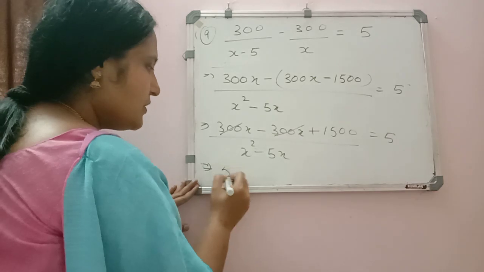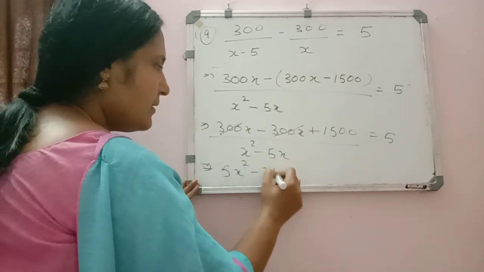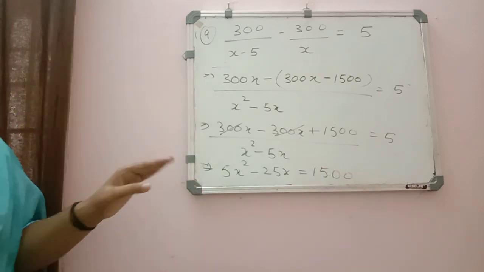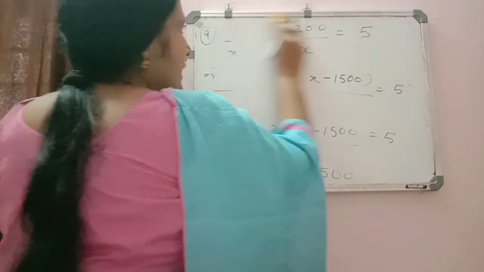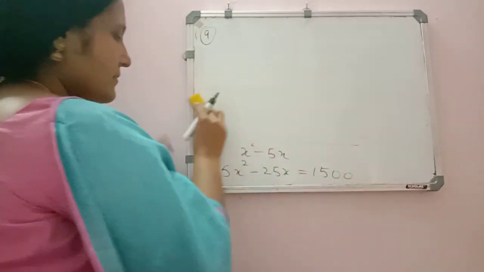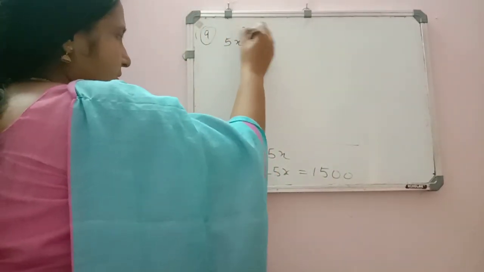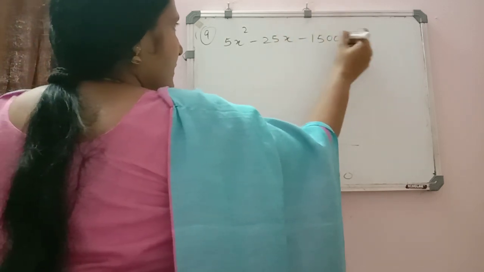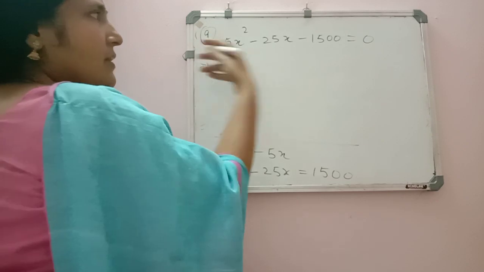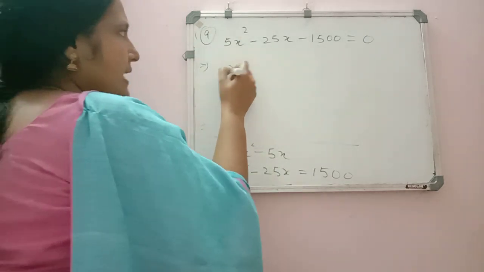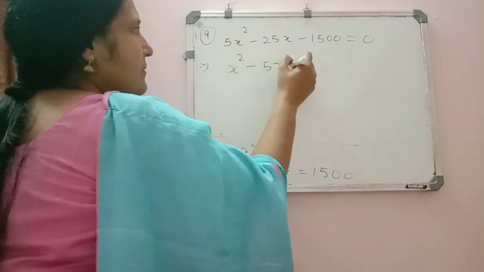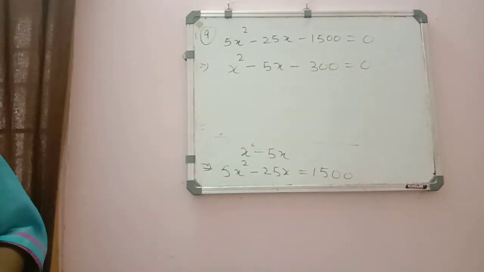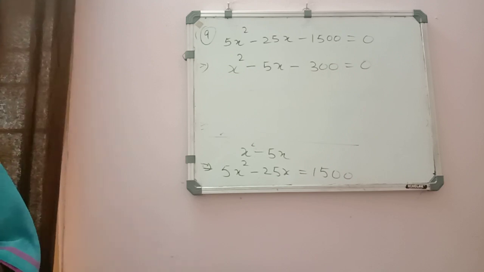I am multiplying here, so it will be equal to 5x square minus 25x is equal to 1500. 1500 we can shift to the left hand side, becomes 5x square minus 25x minus 1500 is equal to 0. All the terms are divisible by 5, so we can cancel it by 5. x square minus 5x minus 300 is equal to 0. Now we got the quadratic equation. Solve the quadratic equation.